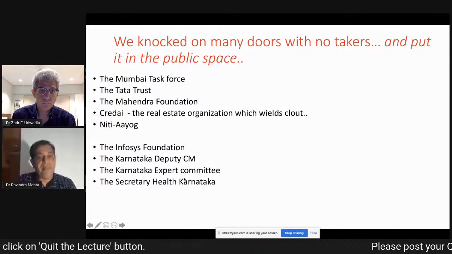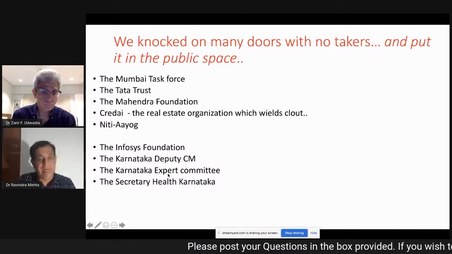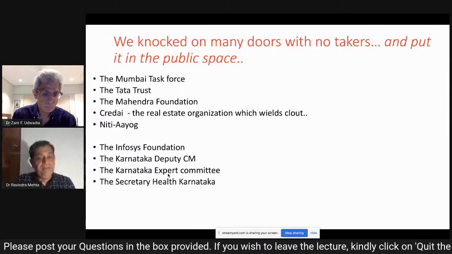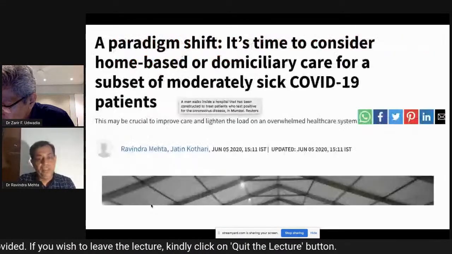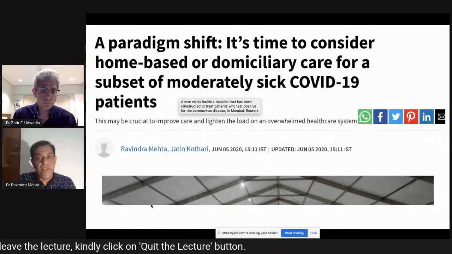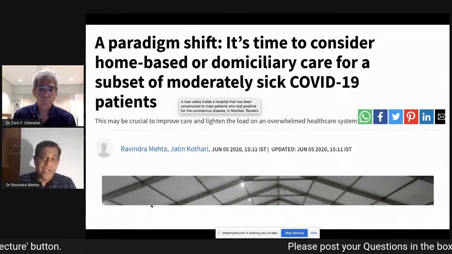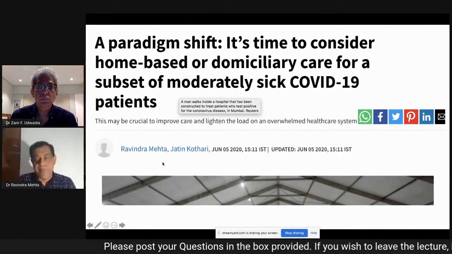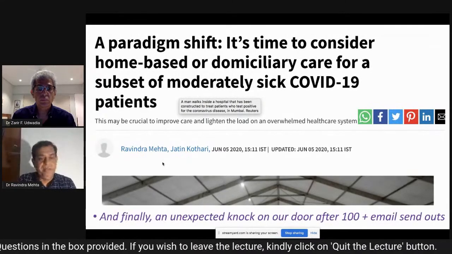I have personally met the Karnataka Deputy Chief Minister, and put my idea in front of the Karnataka Expert Committee, which later incorporated us, but at that time we were outsiders. We went to the Secretary of Health, Karnataka. Many, many doors were knocked. And ultimately we put it in the newspaper, because we believe that media will act more than a randomized controlled trial at this point. Jatin and I managed to get the article accepted in one of the leading newspapers, who saw this idea was provocative.